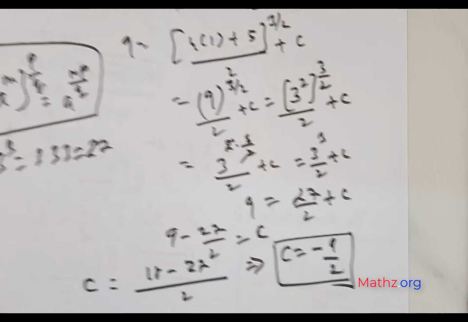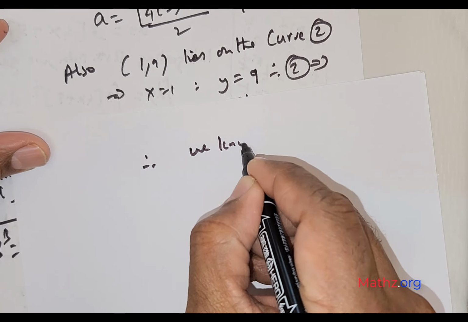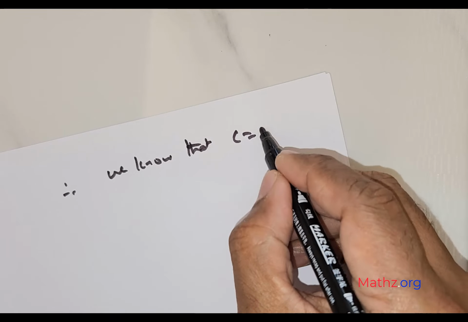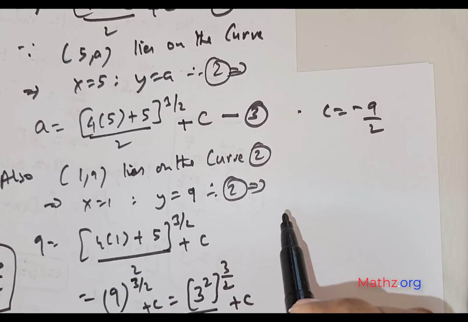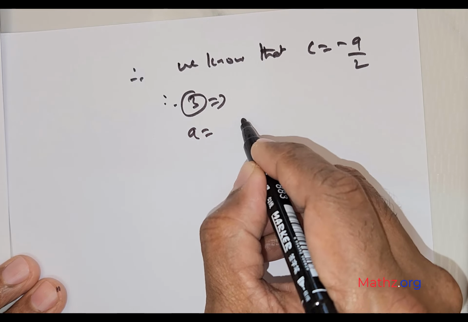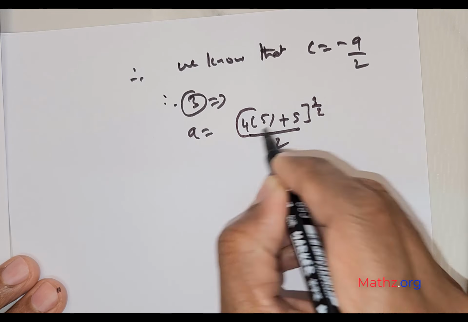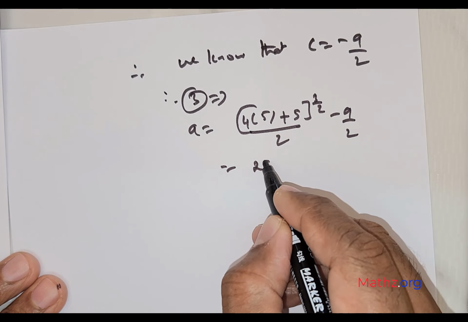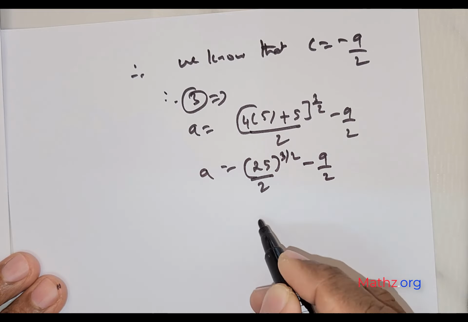Now having got the value for c, you got to move up here. So therefore we know that the value of c is what? Negative 9 over 2. You shall substitute that negative 9 over 2 there, and equation 3 can be rewritten. So therefore it can be rewritten as what? a is equal to 4 times 5 plus 5 divided by 2 raised to the power of 3 over 2, minus 9 over 2. 4 times 5 is 20. 20 plus 5 is 25, divided by 2 raised to the power of 3 over 2, minus 9 over 2 is equal to a.